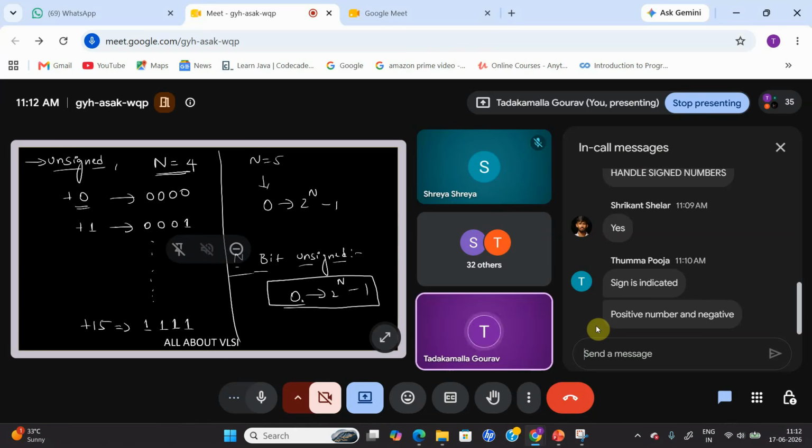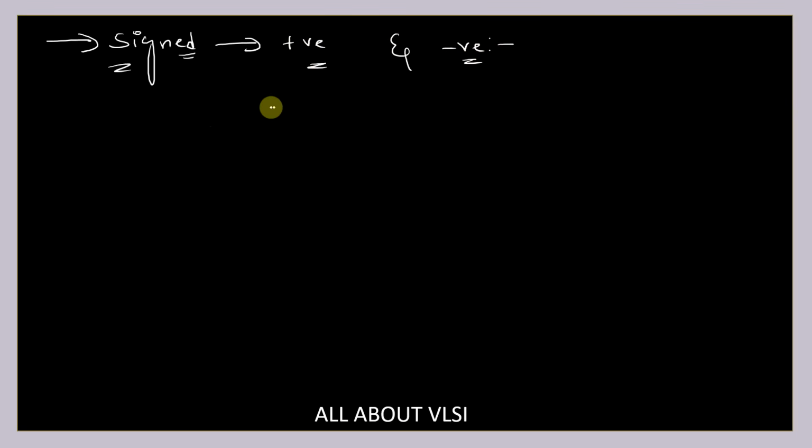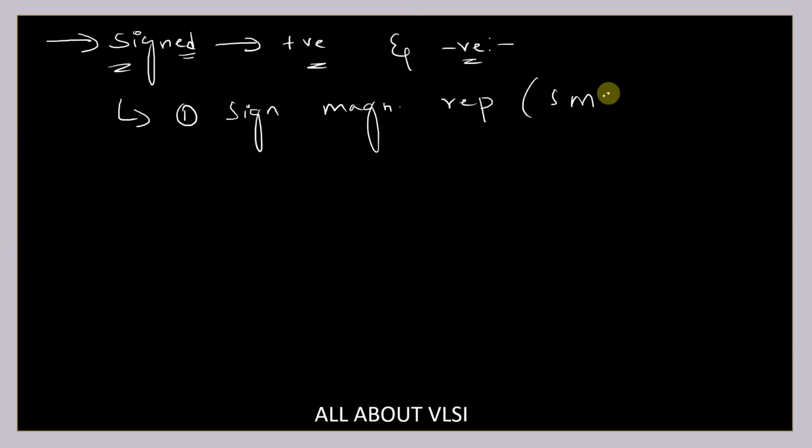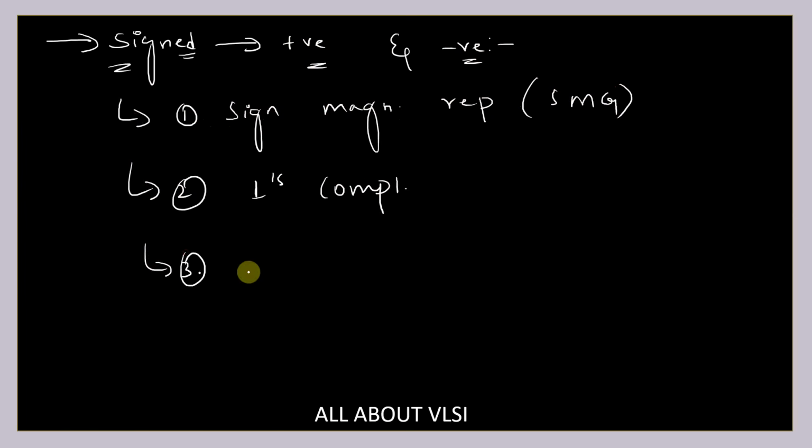Okay. Now, let's say I am going to use signed representation. In the case of signed representation, I can represent both positive numbers as well as negative numbers, right? For this kind of representation, I have different methods. One is sign magnitude representation, which in short form I'm going to call SMG. The second is one's complement representation, and the third is two's complement representation. So these are the different kinds of representations for a signed value.